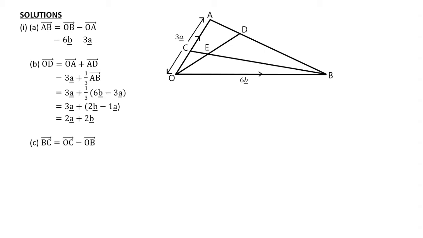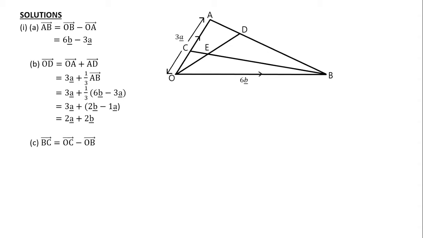Find vector BC. Vector BC is equal to OC minus OB. The question is saying OC to CA is equal to 2 to 3. So what we are supposed to do is to add 2 plus 3, which is going to give us 5. Therefore, OC is 2 over 5 of the vector OA.